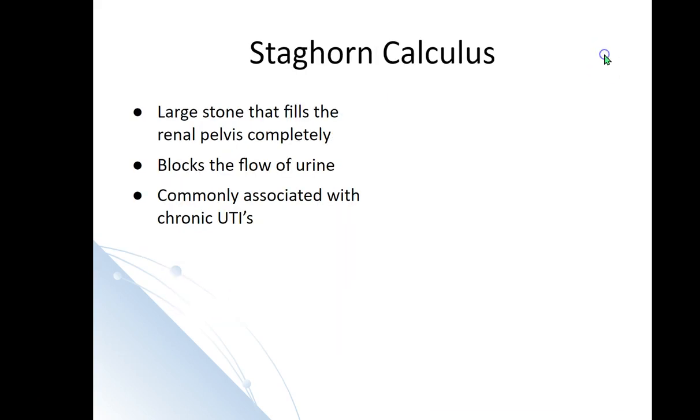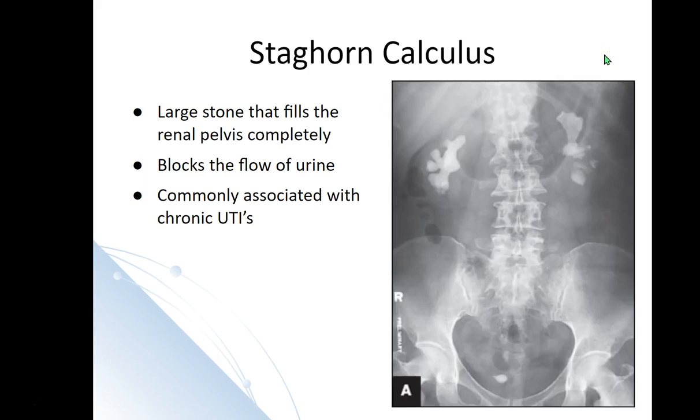Okay? All right, next, staghorn calculus. This is a large stone that grows and fills the renal pelvis completely, which then blocks the flow of urine. So again, if our patient's having reduced urine output, we'd want to know why, what's causing that. So if you look at this x-ray, you can see here the right kidney. All of this white stuff is a huge kidney stone. And you can see there's some on the left as well. That is not contrast, that is all kidney stone.